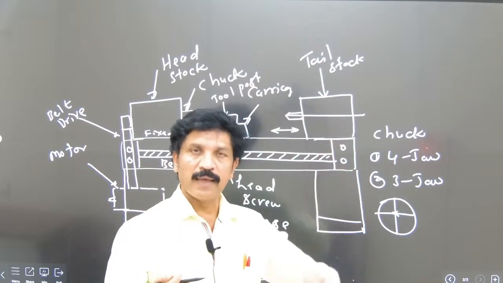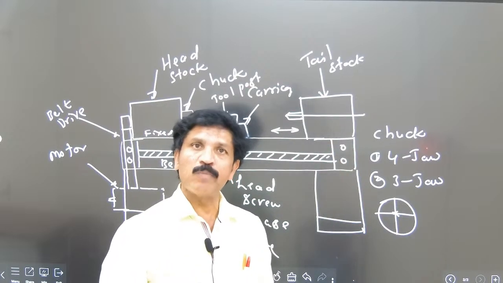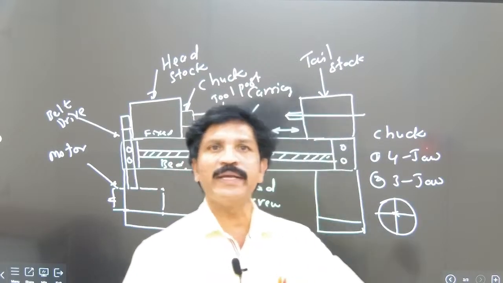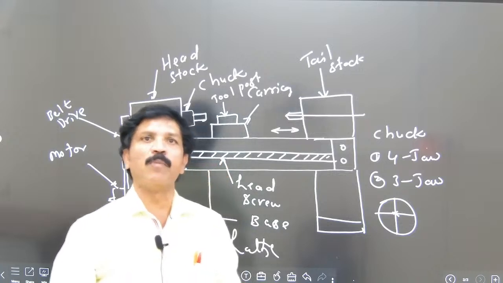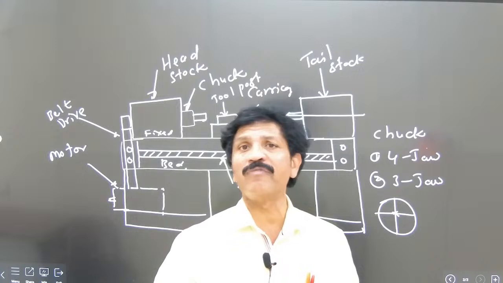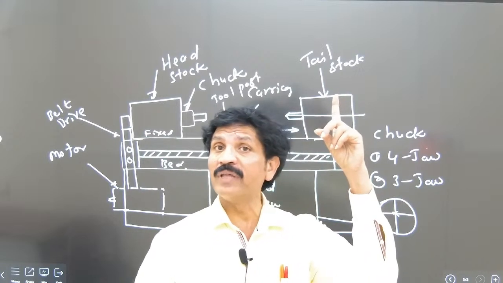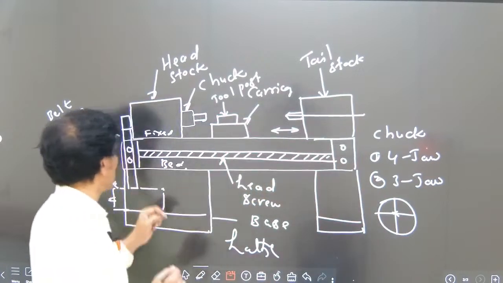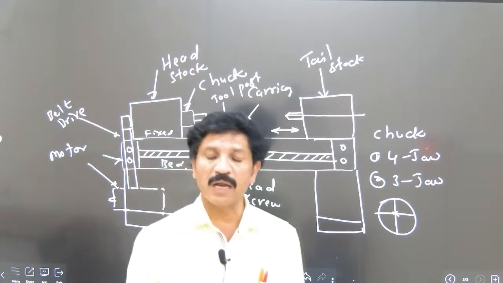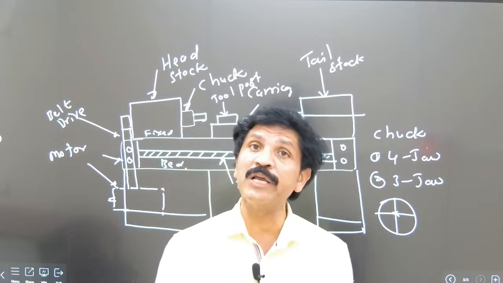So a gap is observed where the motor is fixed. It is always observed at the lowest part. It is connected by means of the belt drive. The motion is transmitted from the shaft of the motor to the pulley of the headstock. So observe here, this is the way the motion is transmitting. The motor motion is transmitting onto the pulley.